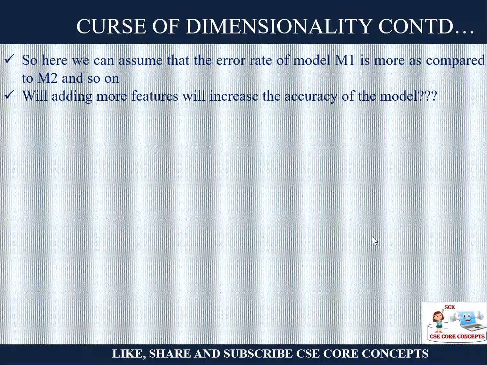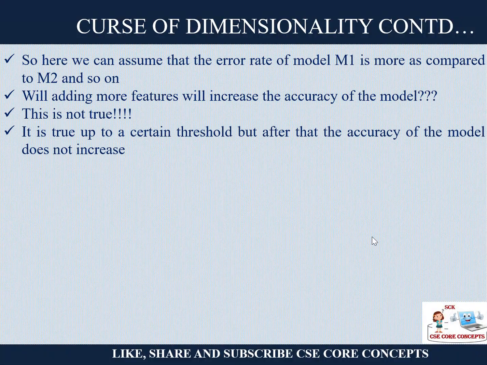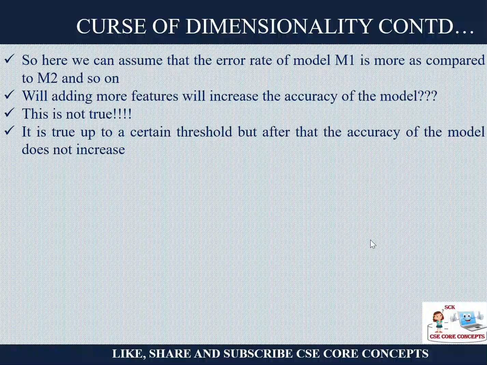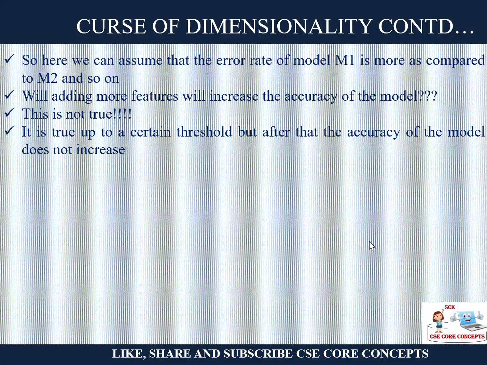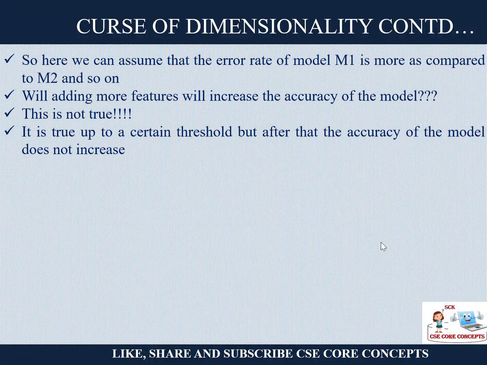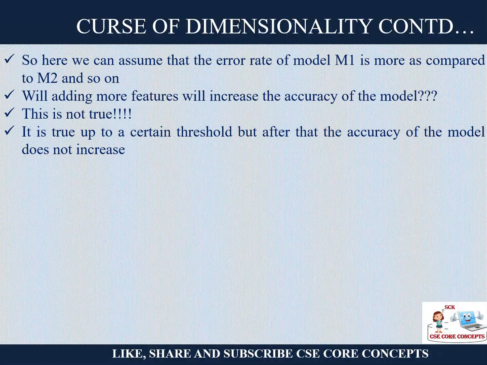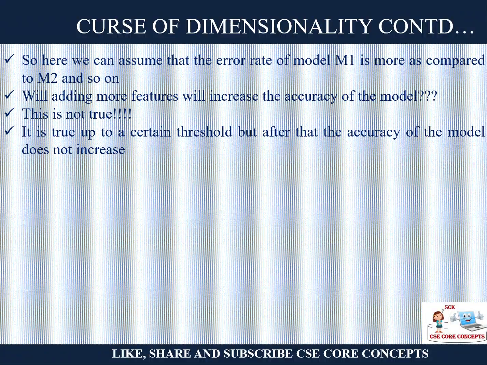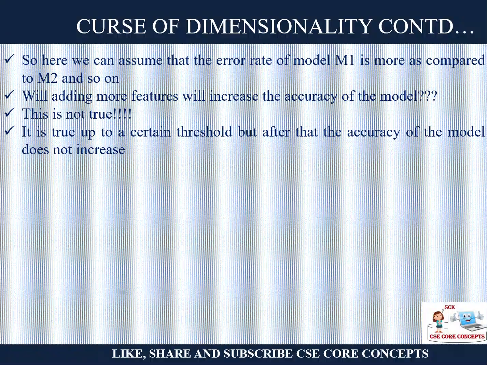Okay, will adding more features increase the accuracy? This is not true. It is true up to a certain threshold. As I said, underfitting is also not good. Only 2 features, only PPBS and FBS, will not determine whether he will surely have diabetes or not. A little more data is also required. Only very little data means the model will underfit.